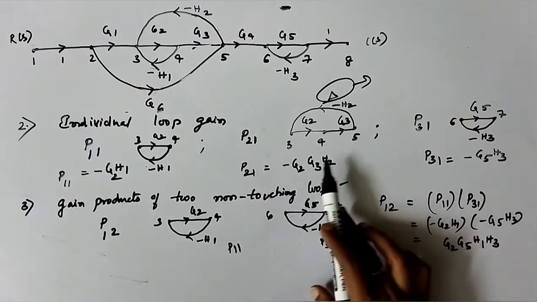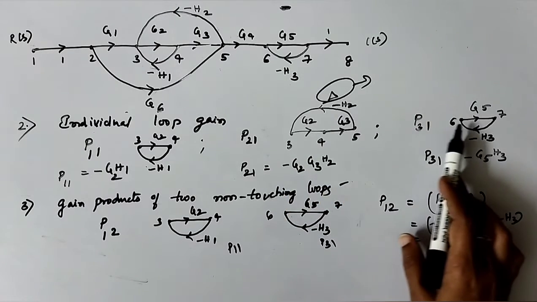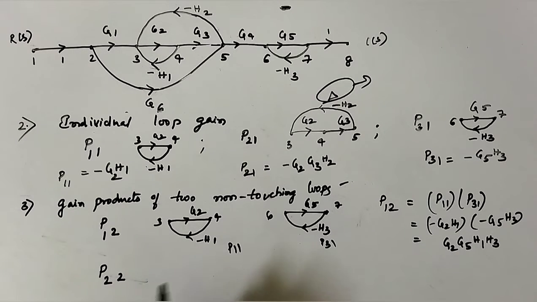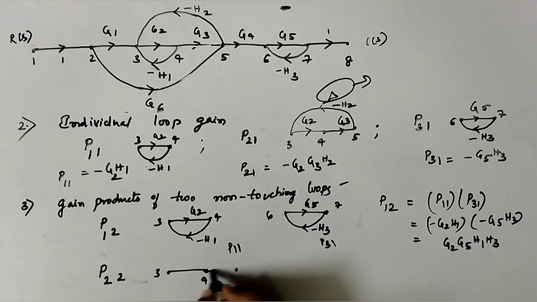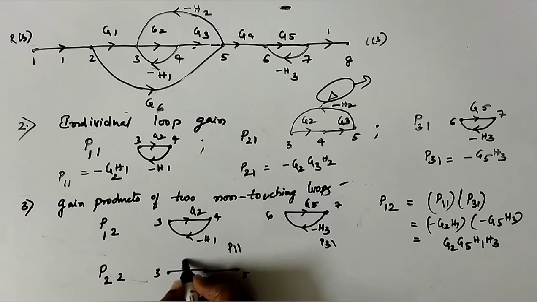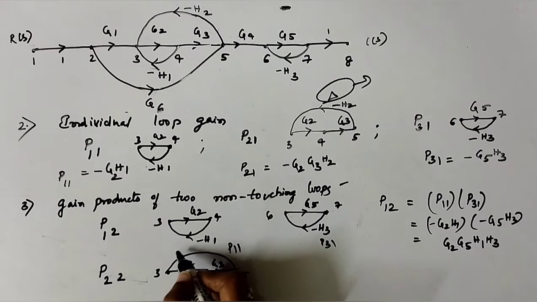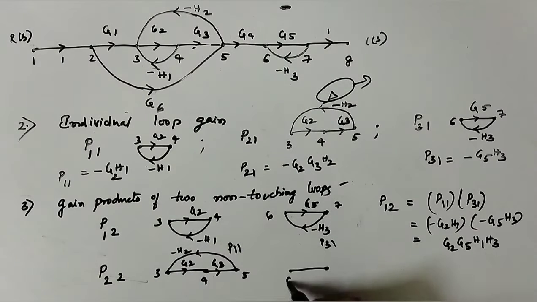You don't have anything in common here. This is between 3 and 5 and this is between 6 and 7. Second combination of two non-touching loops. Draw the graph. Now that is between 3, 4 and 5, G2, G3, and then you have minus H2, 6 and 7, that is G5 and minus H3.